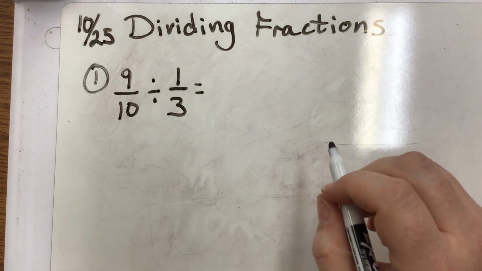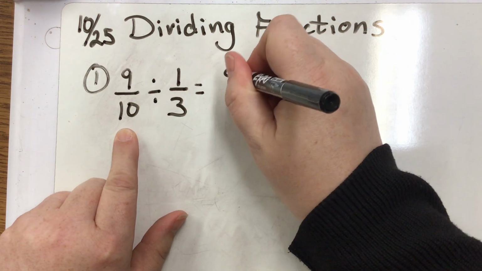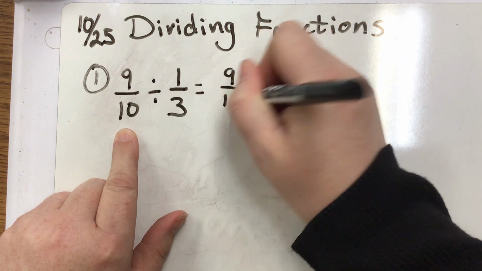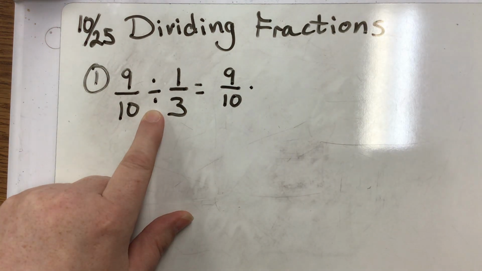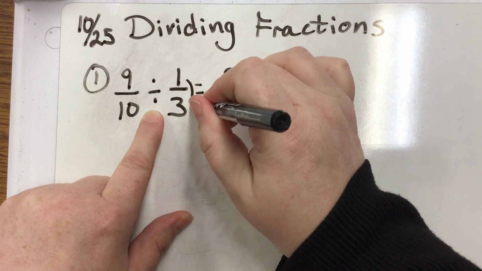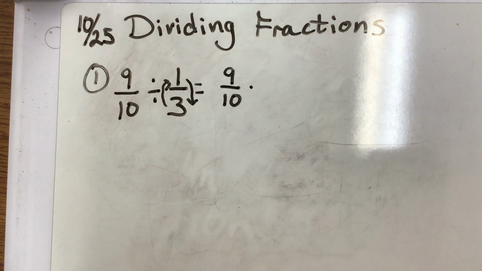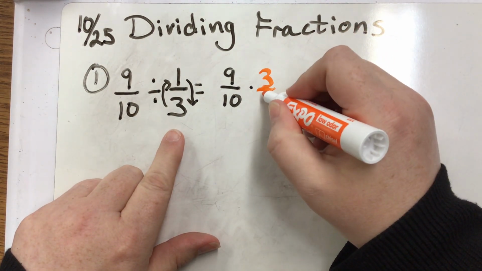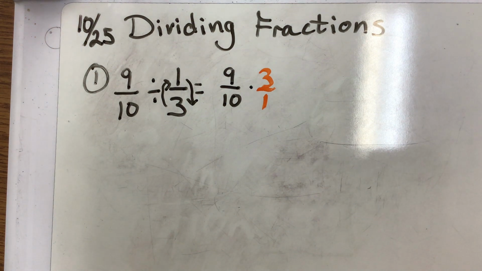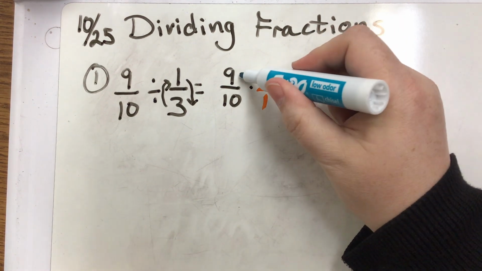We're going to do copy dot flip. So we're going to copy 9/10. We're going to change the dividing sign to a dot. And then we're going to take this 3 and flip it upside down. So we're going to have 3/1. Okay? Now we're just going to multiply straight across.